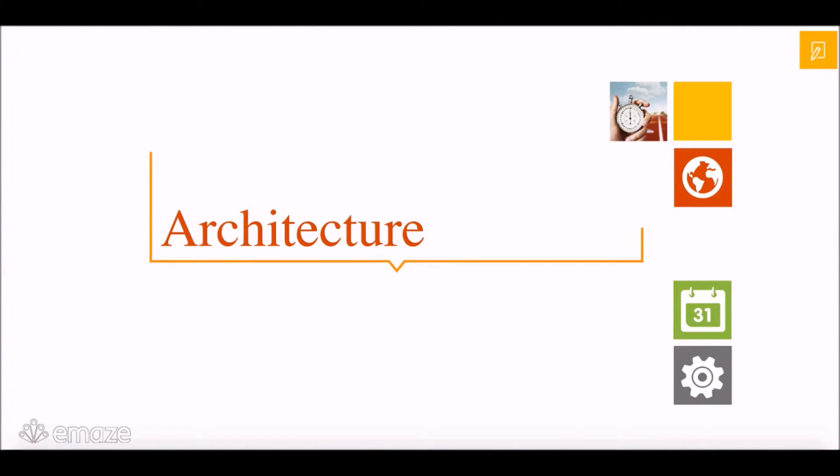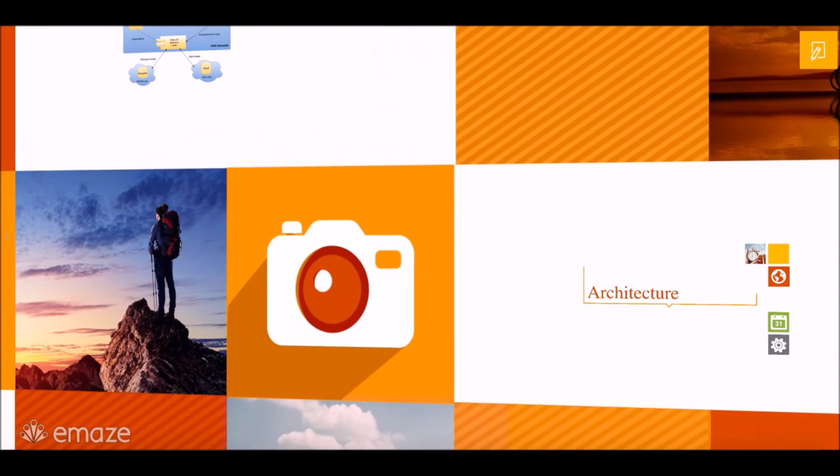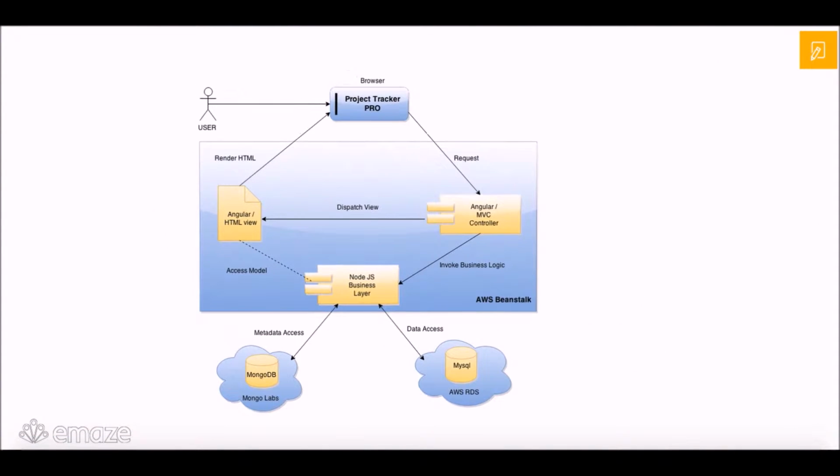Moving further, let's just have a look into the basic architecture of the application. This is the basic application architecture. Well, the user can interact with the Project Tracker Pro from his browser. The user logs in and can then select any of the listed tenants, for example, Waterfall, Scrum, or Kanban.